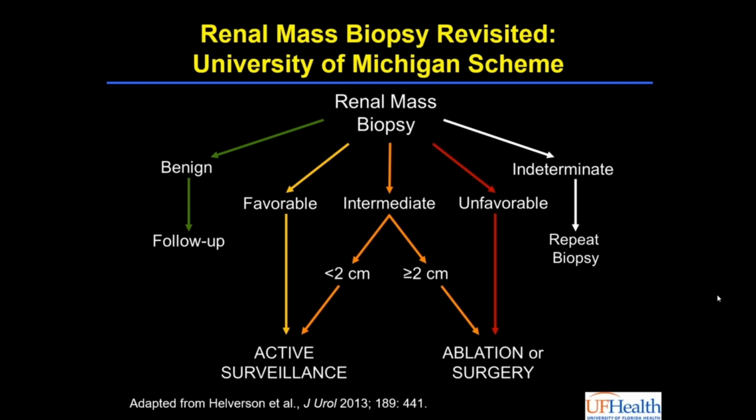And so this is a scheme that was devised by the University of Michigan, which would say if we did a biopsy and the current biopsy scheme that is used, which I'll go into shortly, can we identify which are benign or those that have favorable characteristics, meaning less aggressive features? Could those undergo active surveillance versus intermediate tumors that are larger or unfavorable tumors that have higher risk features undergo treatment? And those that are indeterminate, meaning we do not get enough tissue, undergo a repeat biopsy.